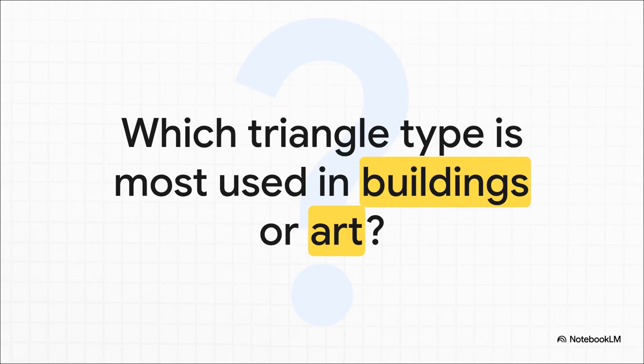Which kind of leads me to a final thought for you. Which of these types, the right, the acute, the isosceles, which one do you think you see most often out there in the world? In buildings, bridges, or even in art? Once you start looking, I promise you are going to see them everywhere.